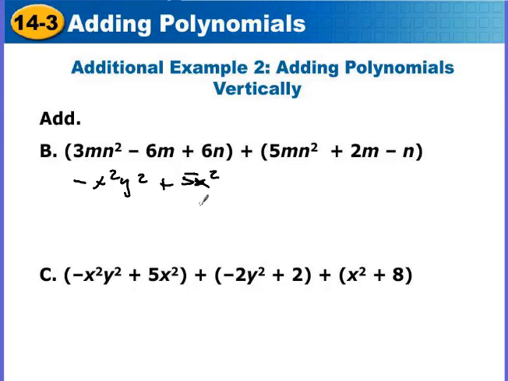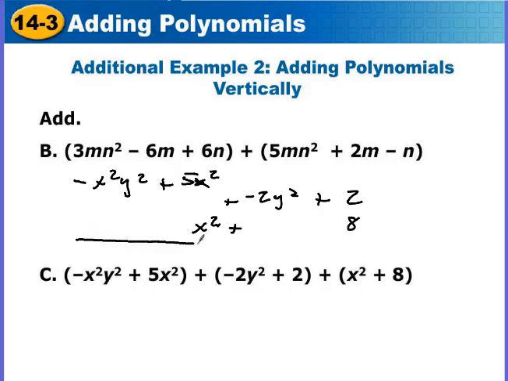What does that go with any of those? That doesn't go with any of those. So I'm going to just do this one down here, plus negative 2y squared plus 2. Now this x squared, do I have any x squareds? I do have an x squared right here. So I'm going to write that x squared underneath this one, plus, and then this 8 goes underneath this 2.